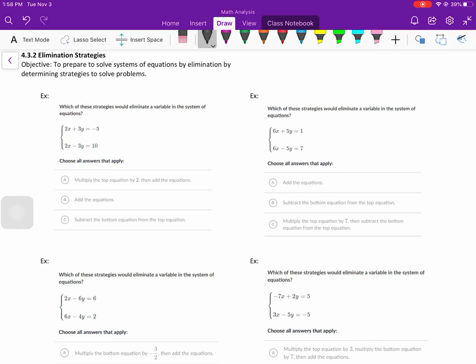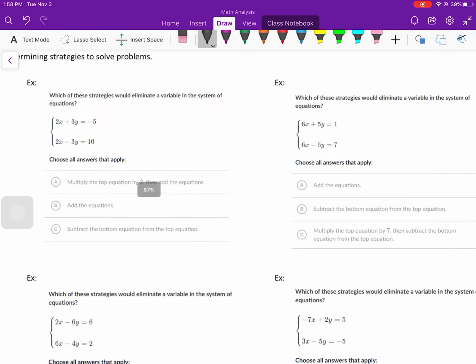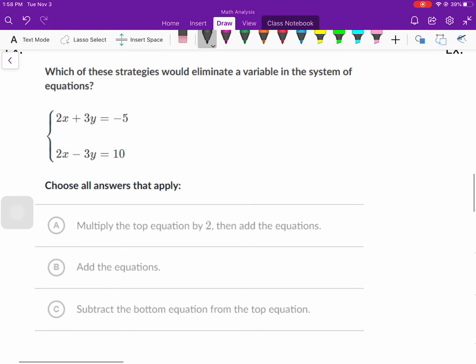Now we're going to be looking into strategies. How should we solve this? We're not actually solving it. We're just looking into what steps we could take. So for this one, we want the variables to eliminate. And I think this is a great starting spot.